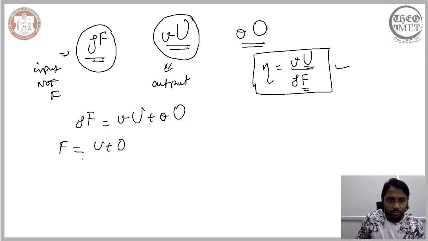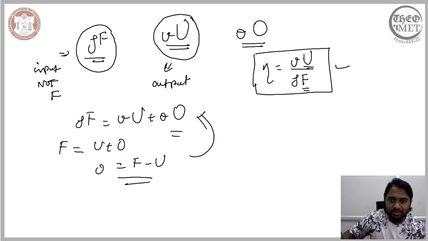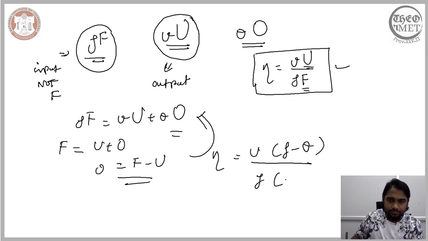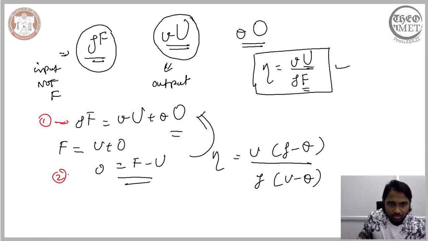What you can do is replace this O here with this term, which will be F minus U, and you can replace the O here with this term, and it is possible for us to get rid of both U and V and arrive at an expression wherein the efficiency is equal to U. So it is possible, by the combination of expressions 1 and 2, to express the efficiency in a way that does not include the different rates.